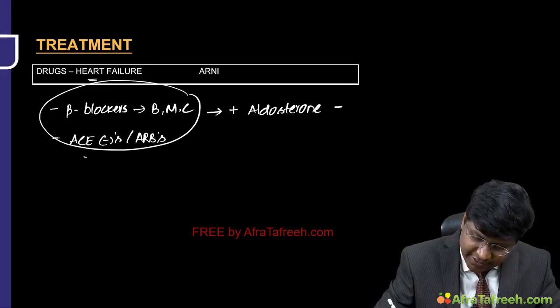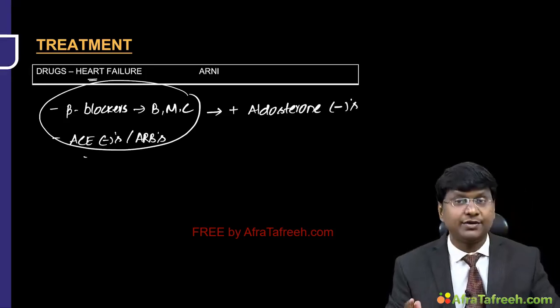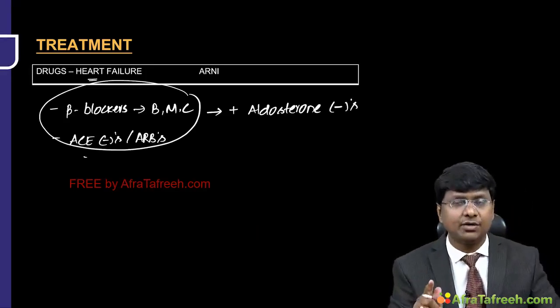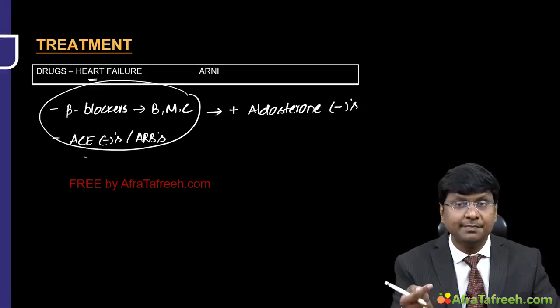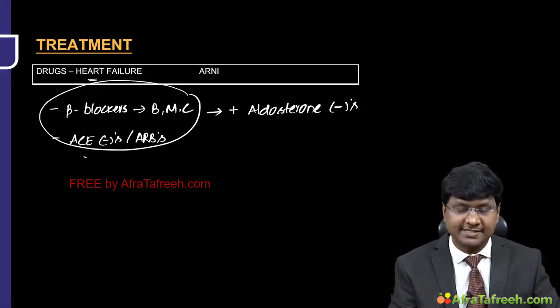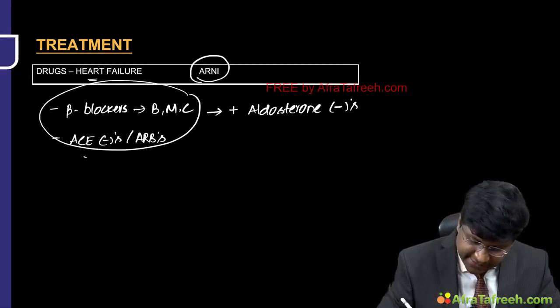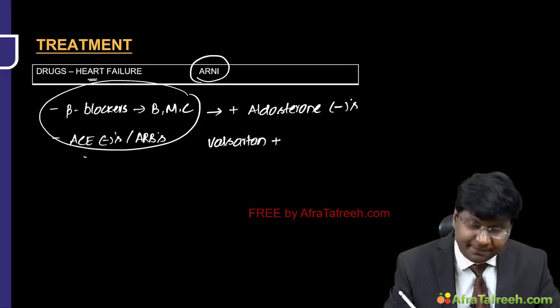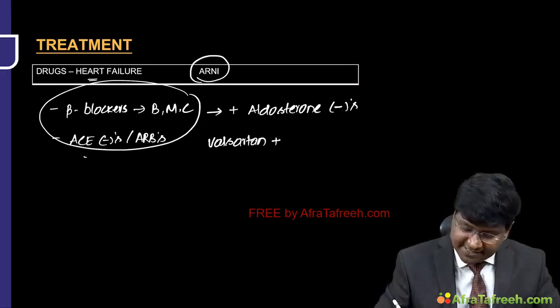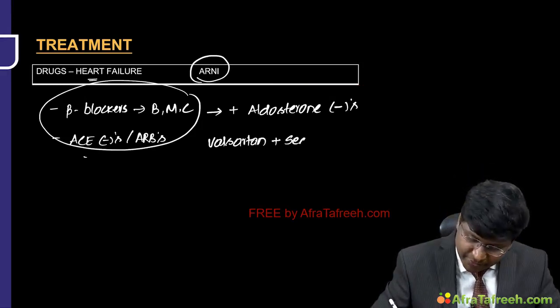right? And these aldosterone antagonists include spironolactone as well as eplerenone, but you need to be a little cautious whenever you are giving spironolactone because the individual can develop tender gynecomastia. Then the other drug is the ARNI, that is angiotensin receptor blocker, that is valsartan, and NI stands for neprilysin inhibitor, and this neprilysin inhibitor includes sacubitril.